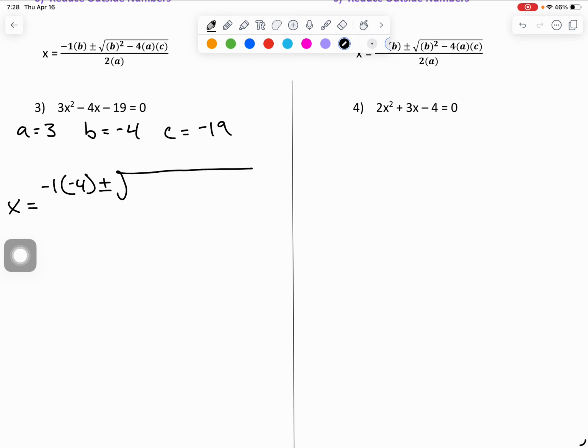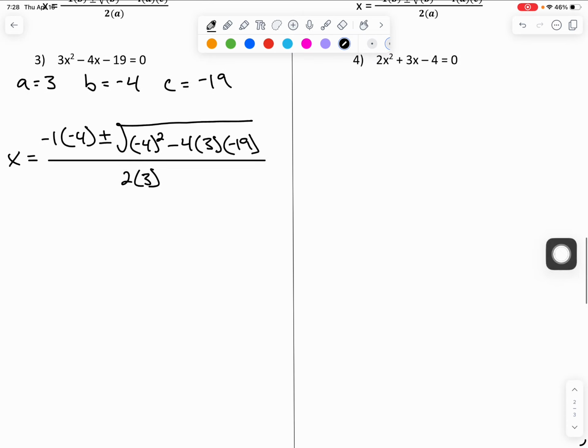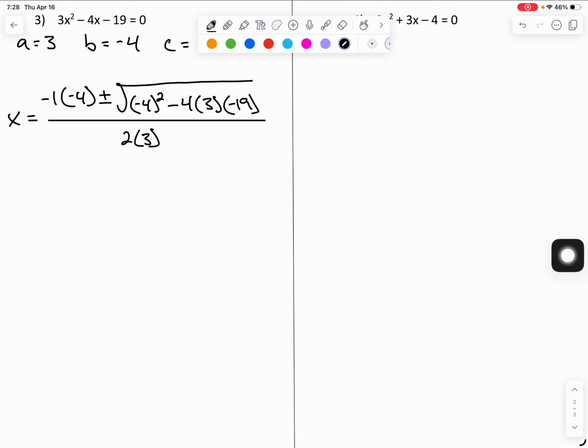Let's put in our radical. B squared, so negative 4, close it, square it, minus 4, open, put in your A of 3, close it, open another, put in your negative 19 as C, and set that over your 2 times A, so 2 times 3. Great job.